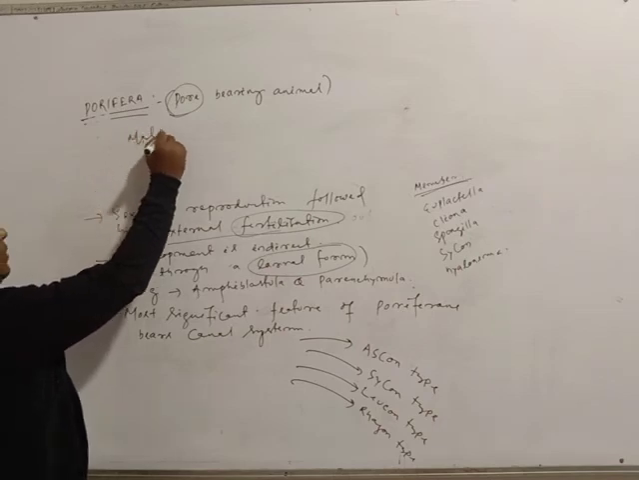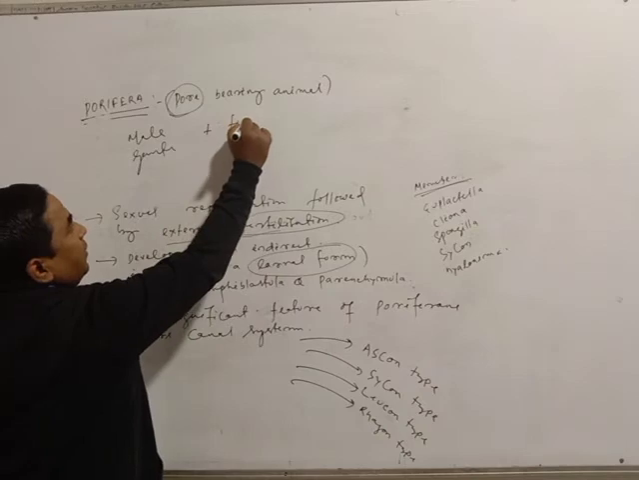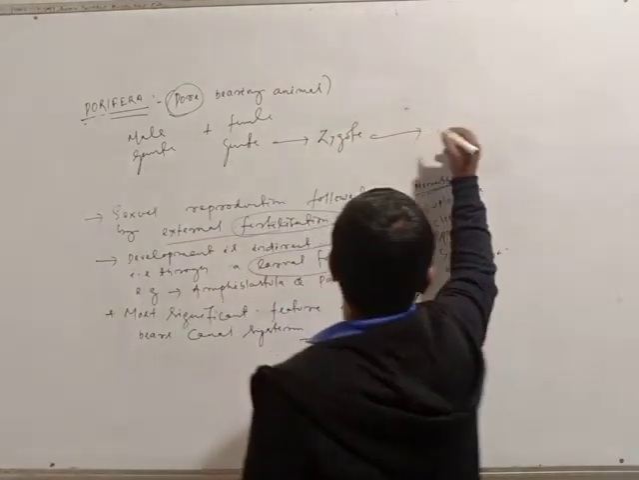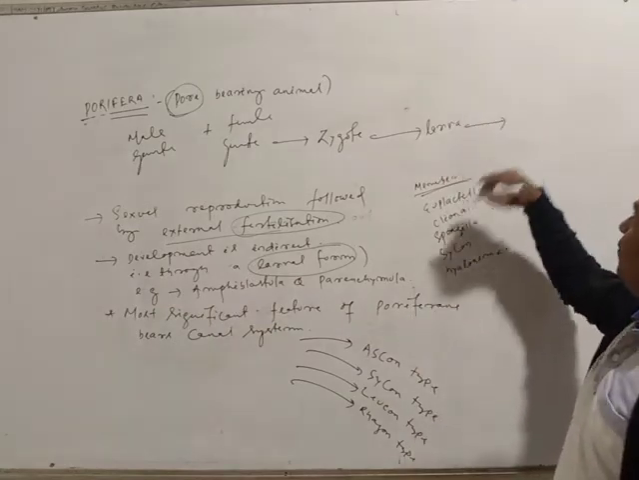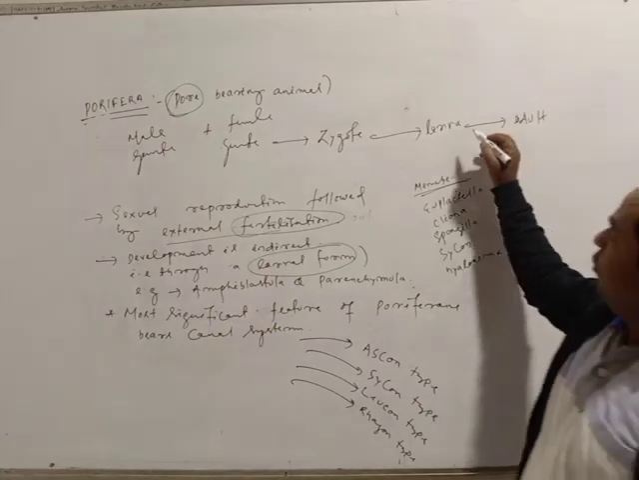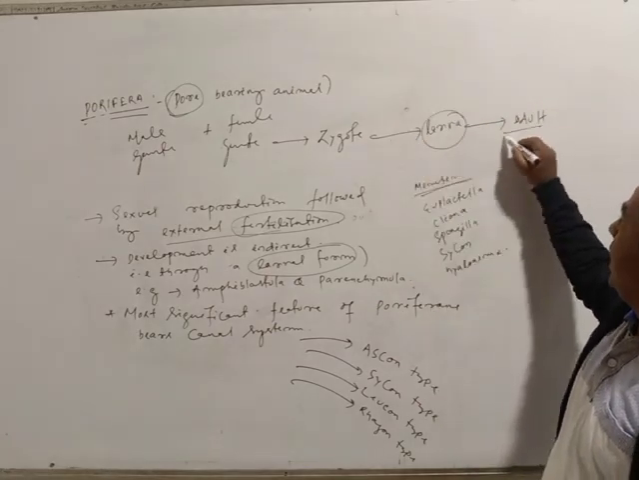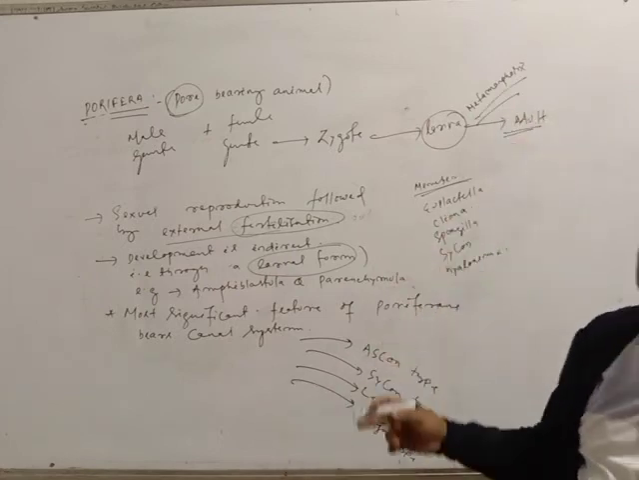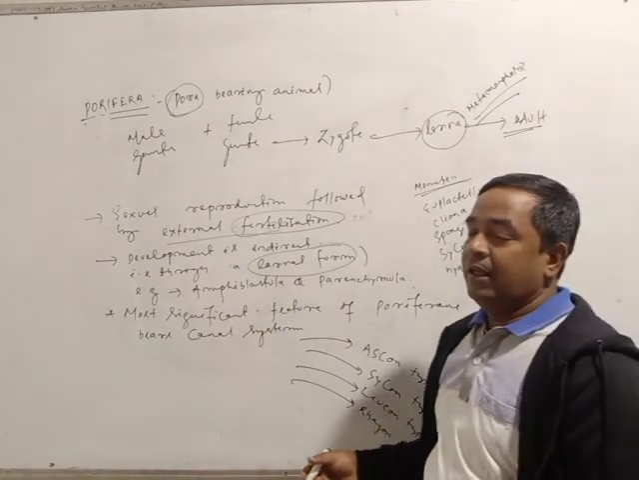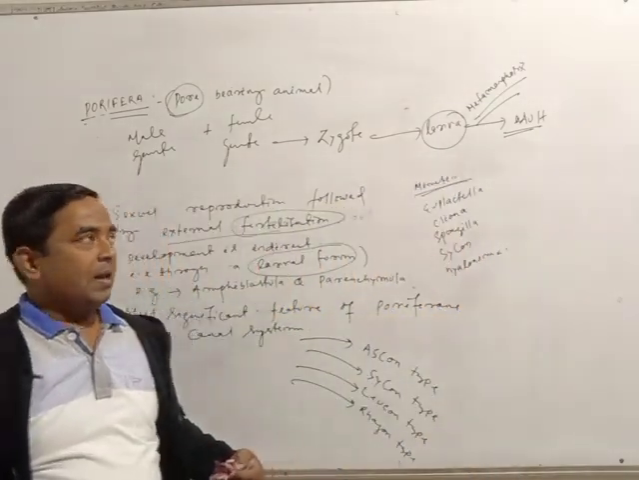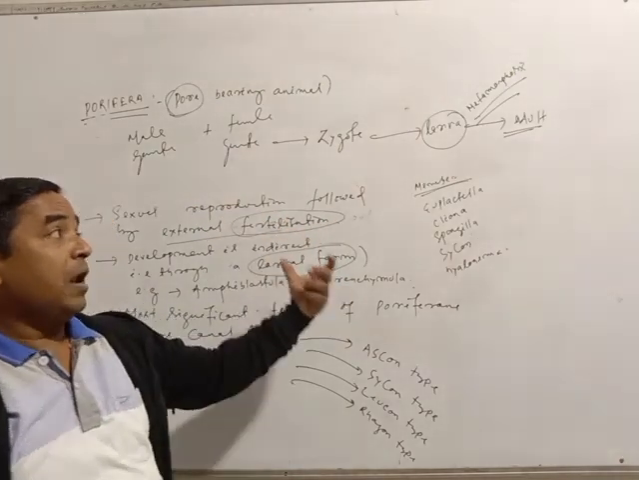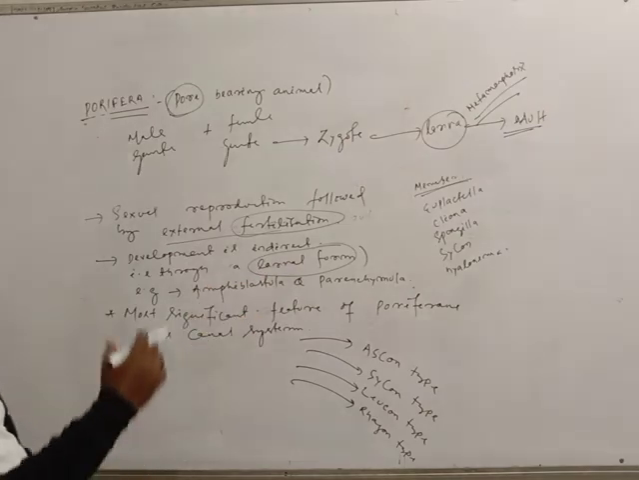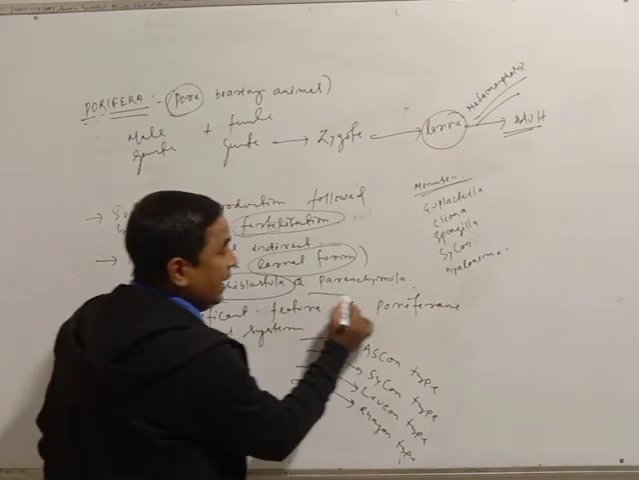this is the male gamete, this is the female gamete, they fuse to form a diploid zygote. This zygote forms a larva and this larva forms an adult. So conversion of larva into adult takes place by metamorphosis. Metamorphosis is a progressive change in morphological, anatomical, physiological and behavioral aspects where an immature temporary larva is converted into an adult. So in case of porifera, the larval forms that appear are amphiblastula and parenchymula.